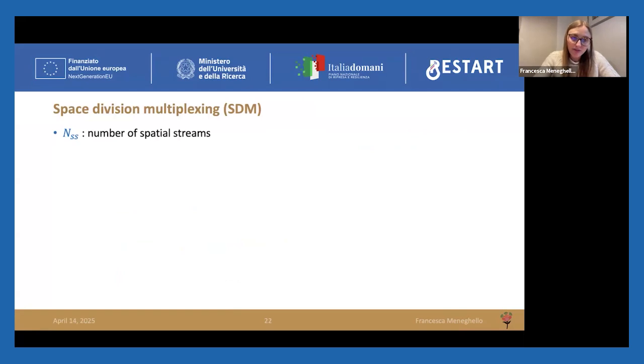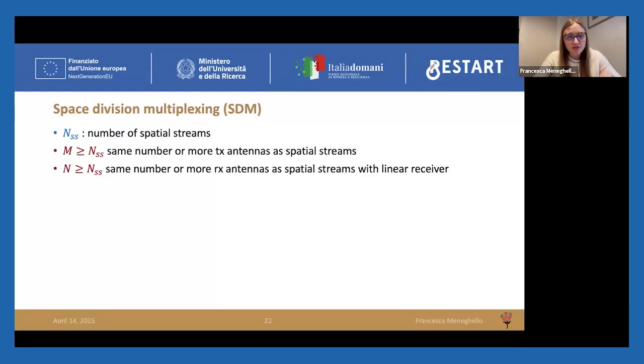So let's assume that we have a number of spatial streams that is NSS. If we want to transmit this number of spatial streams, we should have a system with a number of transmitter antennas that is at least equal to the number of streams that we want to transmit, and the same applies to the receiver. So at the receiver, we should have a number of receiver antennas that is at least equal to the number of spatial streams that we want to receive.